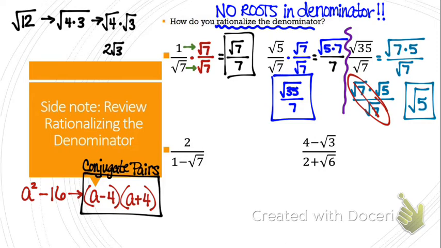So I want to apply that to this problem here. What would the conjugate pair be for 1 minus radical 7? 1 plus radical 7. If I only multiply the denominator by that, is that valid? Will I get something that is equivalent? No. I have to multiply by 1. So I need to multiply my numerator by the same thing. So far, so good?